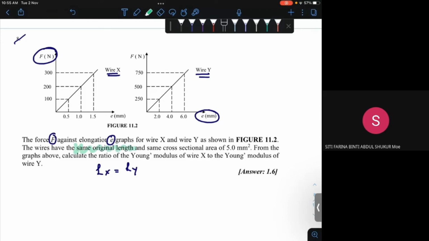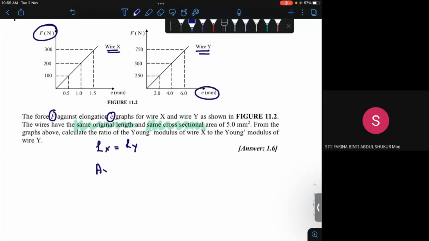And then dia cakap same cross-sectional area of 5 mm. So area mereka pun sama. Cuma kali ni dia bagi tahu nilai area itu tadi. Dia kata same length tapi dia tak bagi nilai untuk L tu berapa. So area pula dia cakap area of X sama dengan area of Y which is 5 mm. Perlu negatif 3. Squarekan dia dapat negatif 6. Saya tukar siap-siap.